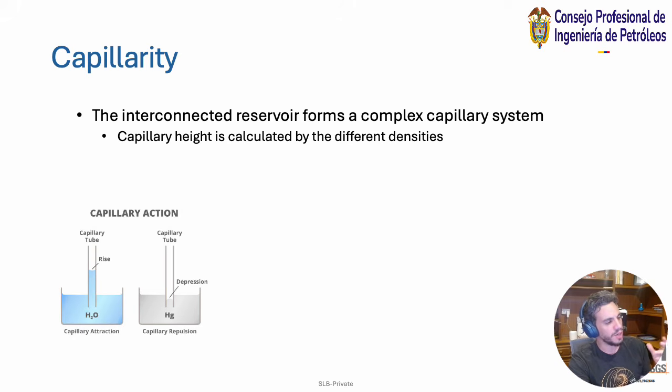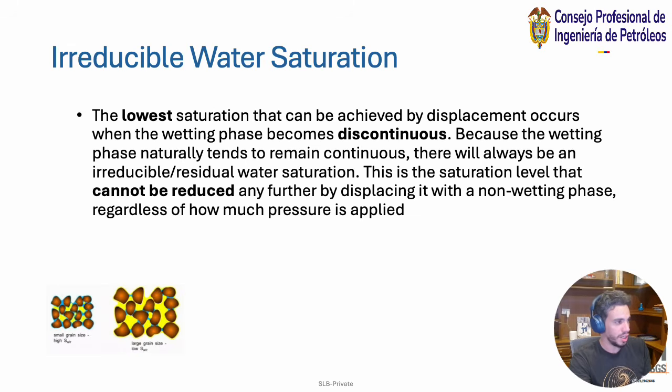But with respect to the rock, now we know the wettability of the rock, we know the capillarity of the rock, and now we must define two other terms that will also tell us about the movement of the fluid within the rock. And the irreducible water saturation is basically the lowest saturation that could be achieved by the displacement, which occurs when the wetting phase becomes discontinuous. Because the wetting phase naturally tends to remain continuous, there will always be an irreducible and residual water saturation. This is the saturation level that cannot be reduced any further by displacing it with a non-wetting phase, regardless of how much pressure is applied.